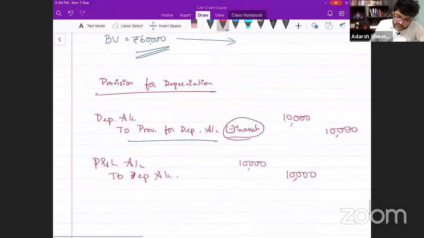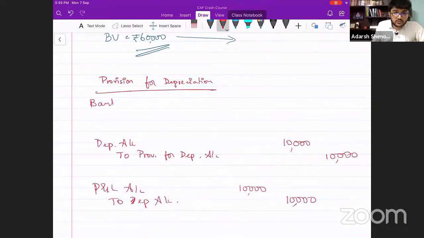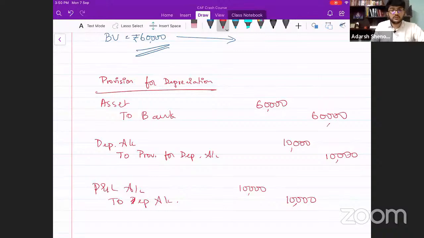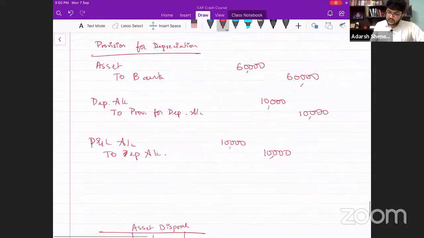Now, when you purchase the asset, what was the entry? I'll just write the entry for purchase of asset also. Asset account debit to bank account. Asset to bank or cash. How much did you purchase it for? 60,000 rupees. So these are the entries we pass.